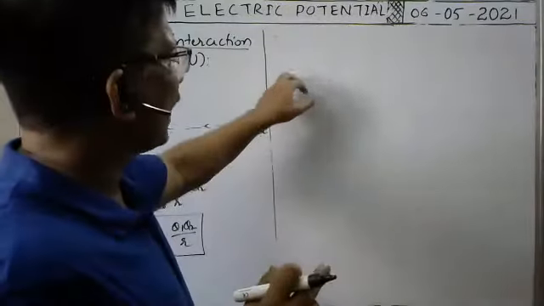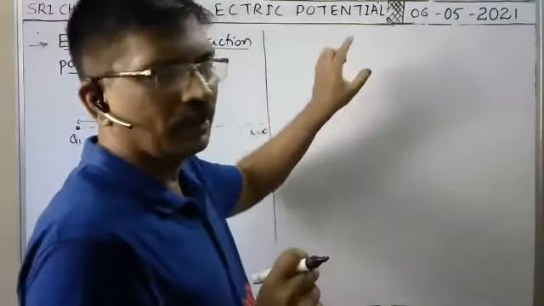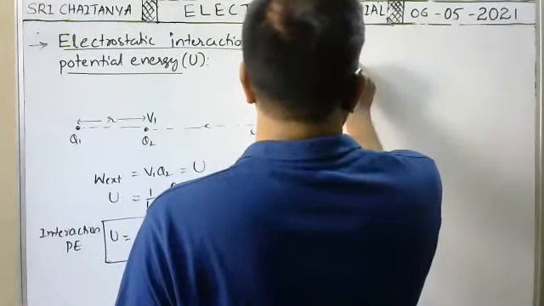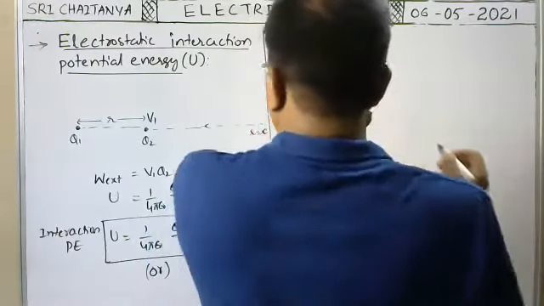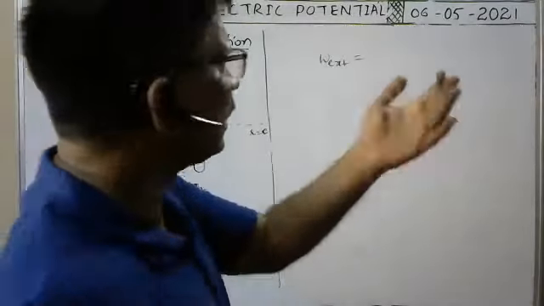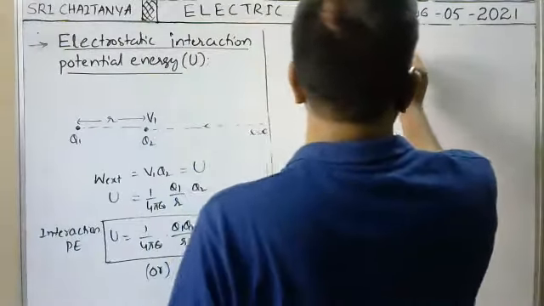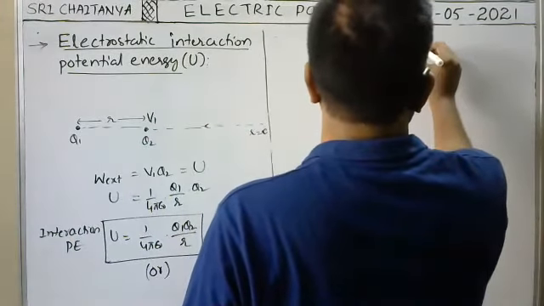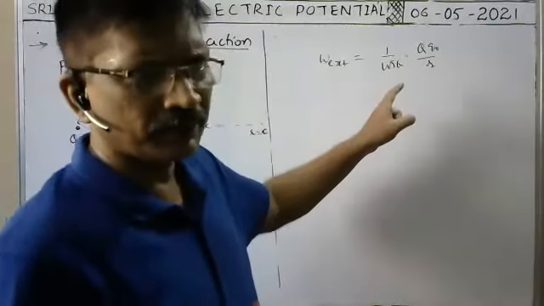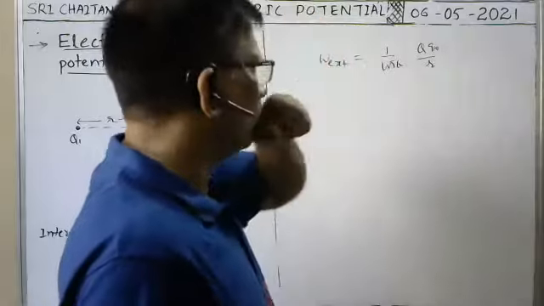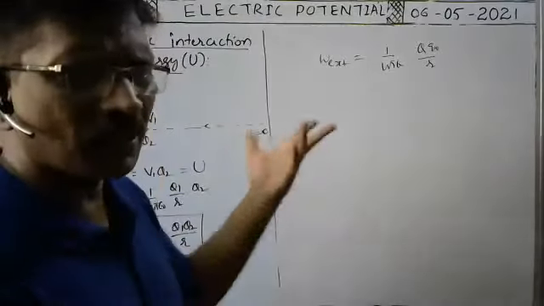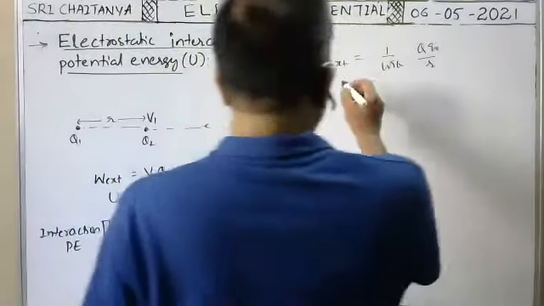Then we got work done by external agent. Already while deriving the formula of the electric potential at any point, we first calculated work done by external agent to bring the Q naught test charge from infinity to a point in the electric field, which is equal to 1 by 4 pi epsilon naught into Q into Q naught by R. Is it correct or not? We got this formula, but here instead of Q we have written Q1, instead of Q naught I have written Q2. That's all. That is only the difference. Now work done.